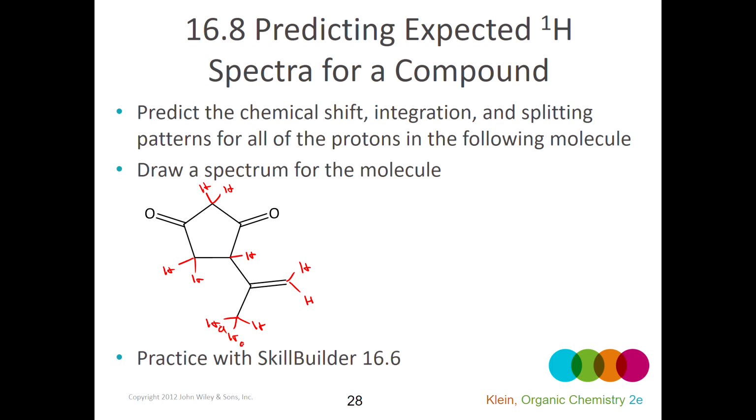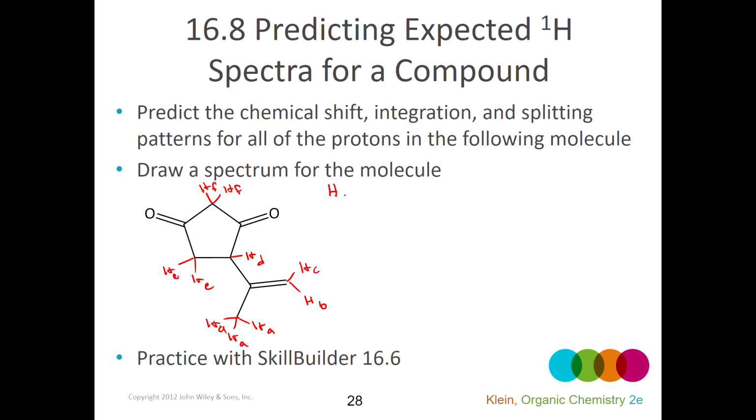These 3 would all be equivalent due to rotational symmetry around this single bond. Would these 2 be equivalent? No. One, because this double bond can't rotate, is on the same side as this group, and the other is on the same side as this group. So these would definitely be unique. So I've got A, B, C. This one's unique, D. These 2 are equivalent. There's no chiral center to make them spatially different. They're different from these 2 because these 2 are adjacent to 2 CO double bonds, and this one's only adjacent to 1. So that should give me 6 signals.